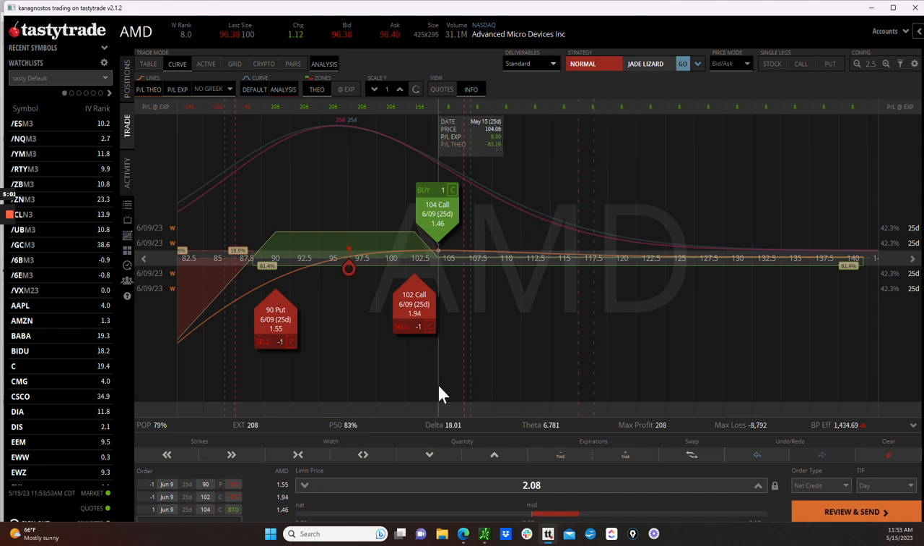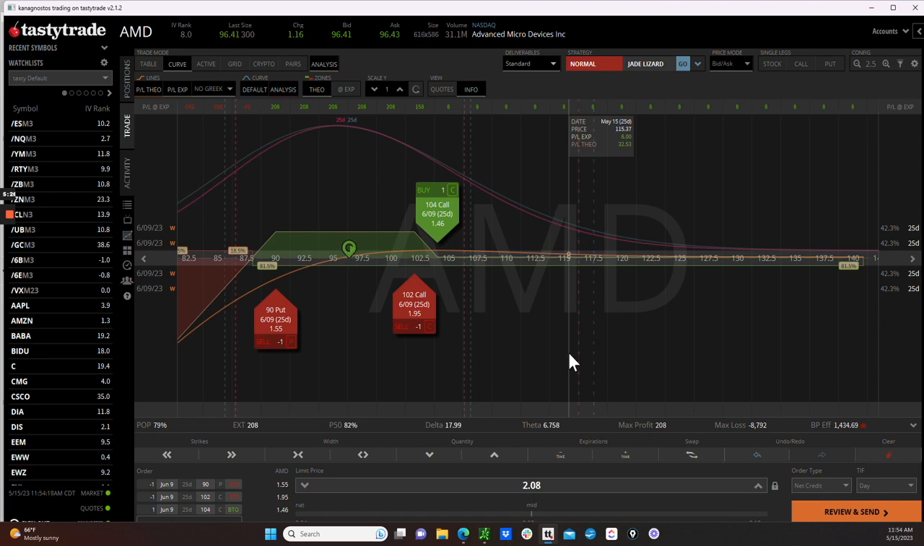Notice that between our short strikes of 90 and 102, we have our max profit zone. Max profit is 208, which is our credit collected. Also notice that above our call spread, we have no risk to the upside, although our profit does go down by the width of the call spread, since that spread would be at max loss.